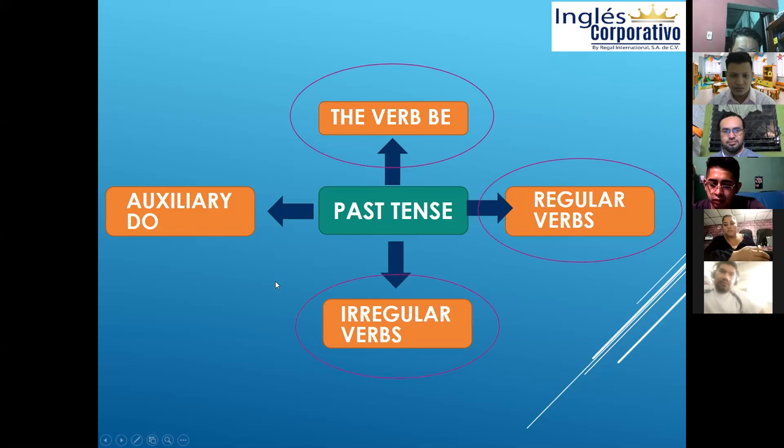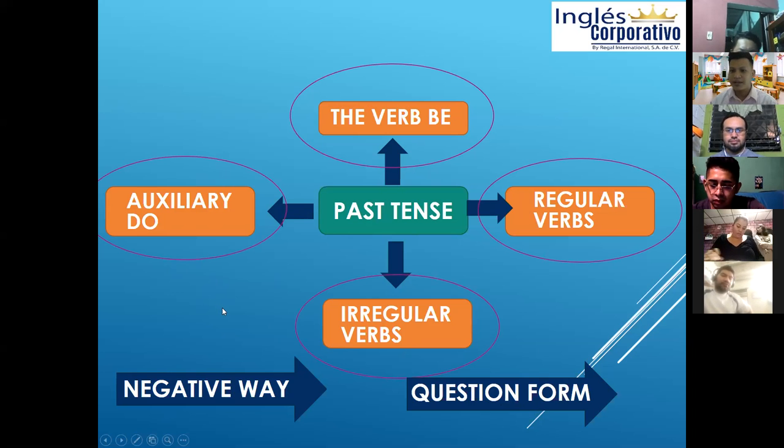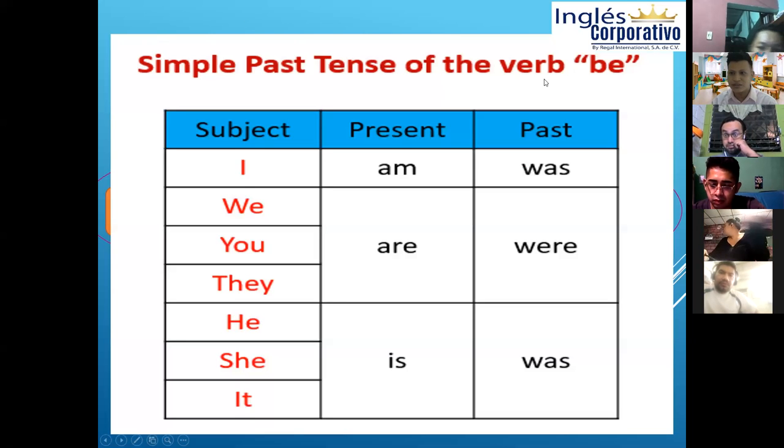We saw this one too, and this one too, right? Also, we saw the negative way and the question form. So today we're gonna practice all of this. I don't know if you have a question about a special topic. No questions? Okay, if you don't have any question, we're gonna continue. And we got this. Okay, we're gonna make a feedback about this.